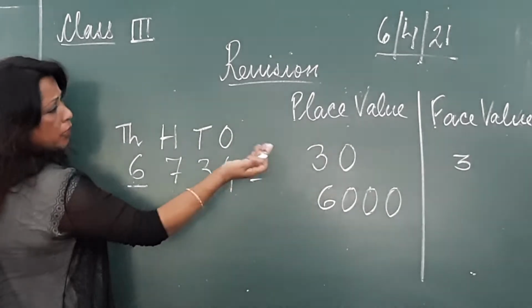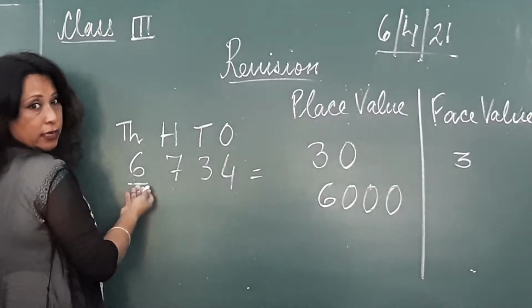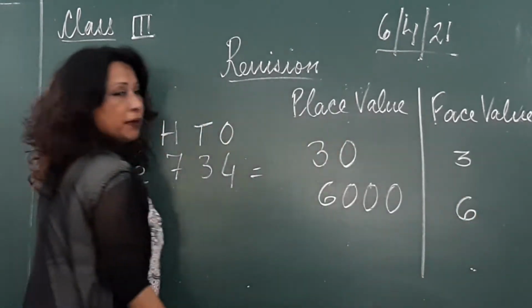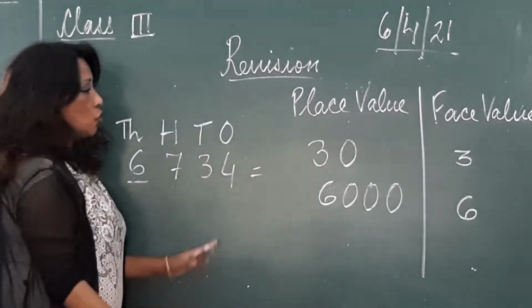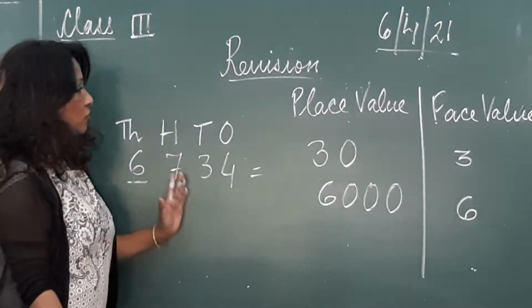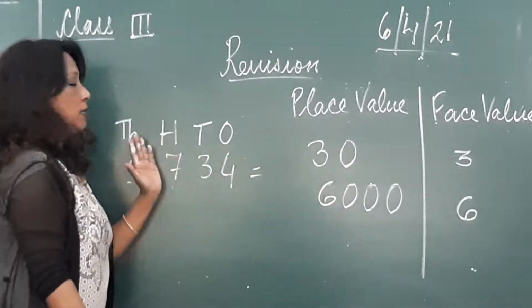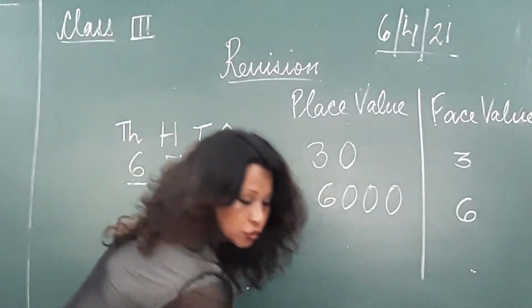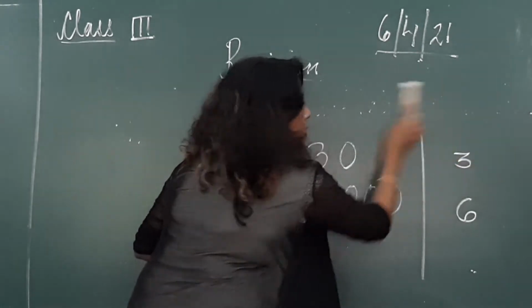And what will be the face value? Face value will be the same number which I have underlined. Which number have I underlined? 6. So I'll just write 6. So this is called place value and face value. I'm not going to do all the place values, all the units. This is how you do it. So this is chapter number 1 which is coming for your test.